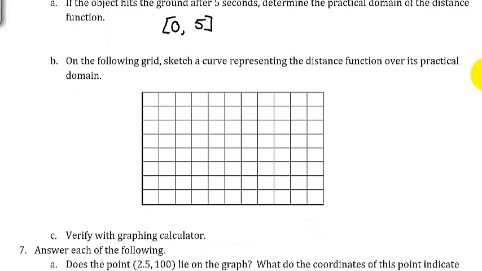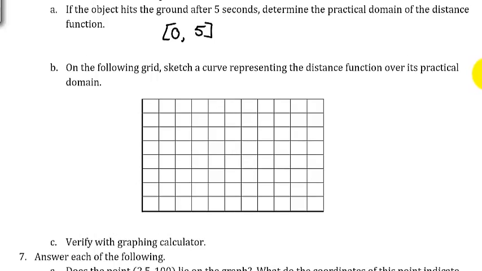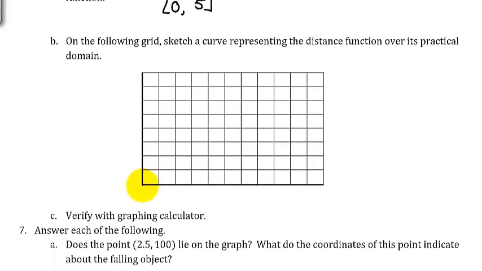On the following grid, sketch a curve representing the distance function over its practical domain. So we have 1, 2, 3, 4, 5, 6, 7, 8, 9, 10, 11. So every other will be 1 second. We're going to assume that it hits the ground after 5 seconds. So our first data point was 0, 0. And then we had 1, 16, and we need to label our y-axis. Our x-axis is t, and this is in seconds.